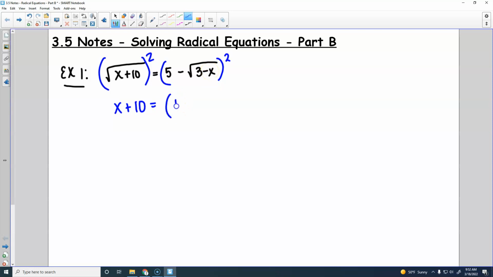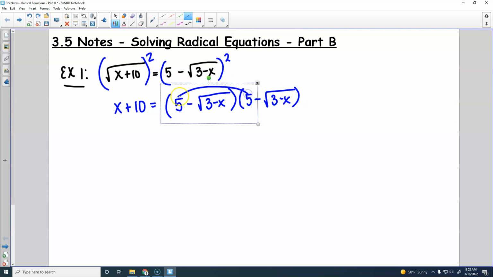We have to write this twice. 5 minus the square root of 3 minus x times 5 minus the square root of 3 minus x. Which means that we're going to have to distribute, not like that. We're going to have to distribute here. It also means the square roots are not going to go away on this step. So you're still going to have a square root.